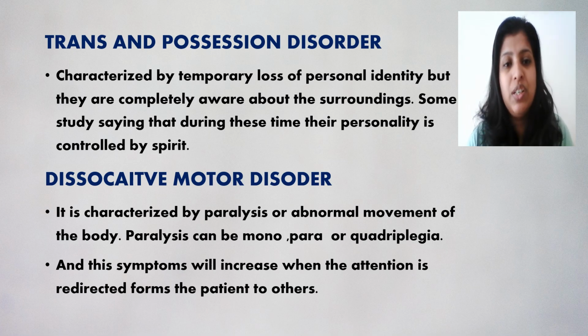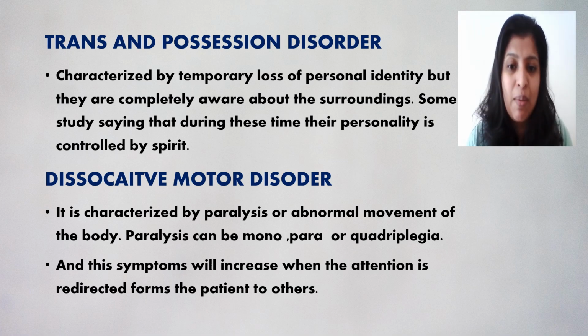Next is trance and possession disorder. Trance and possession, from the words themselves you will get the meaning. It is characterized by temporary loss of your personal identity, but you are completely aware of the surroundings. That means if I have trance and possession disorder, I will lose my identity, I'll forget my name, I'll forget the existence of me, like who am I? My age, my height, my weight, my gender, everything I'll forget. But I'll be aware of the surroundings, like where I'm staying, where I'm standing, where I'm living. That is known as trance and possession disorder.